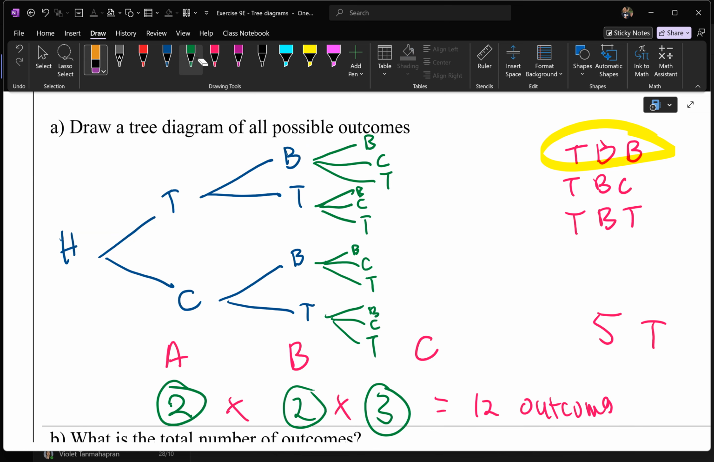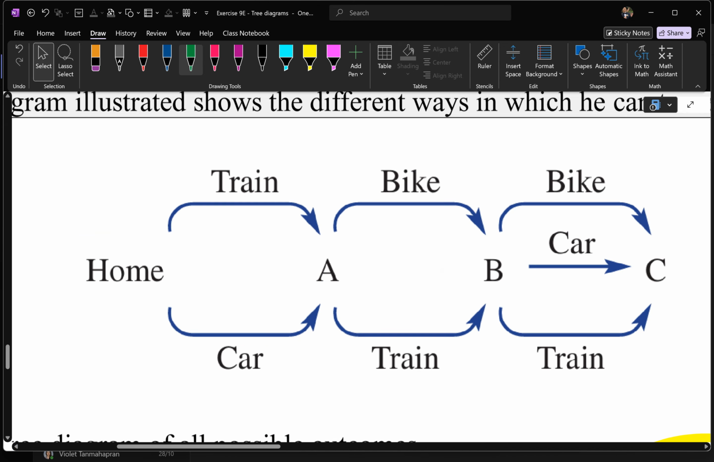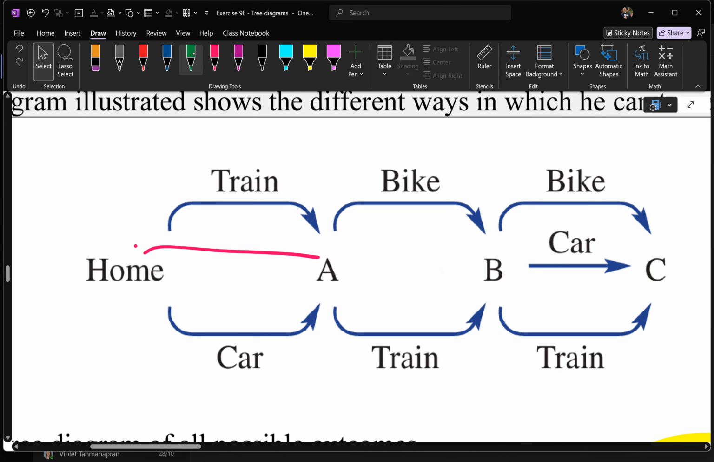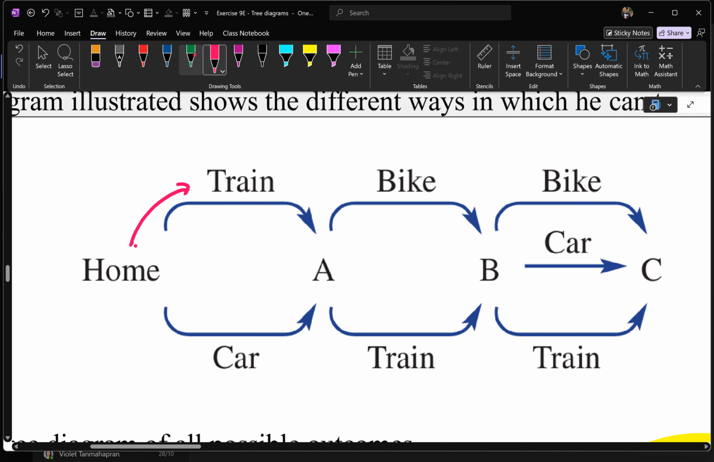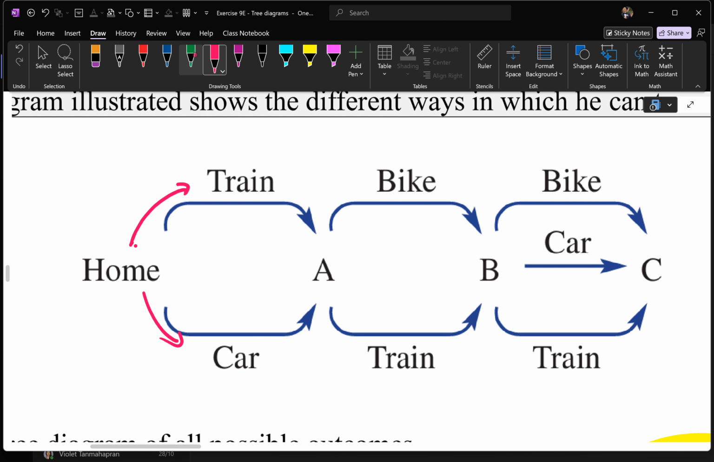Here we go. So under these trees, let's actually work out the chances. So for the first one, when you're going from home to A, what's the chance of you picking a train and what's the chance of you picking a car? What's the probability? Yeah, it's 1/2. It's not a trick question. It's just you got 2 options. You got 1 out of 2 to choose a train and 1 out of 2 to choose a car. So you got 50% chance choosing a car and you got 50% choosing a train.